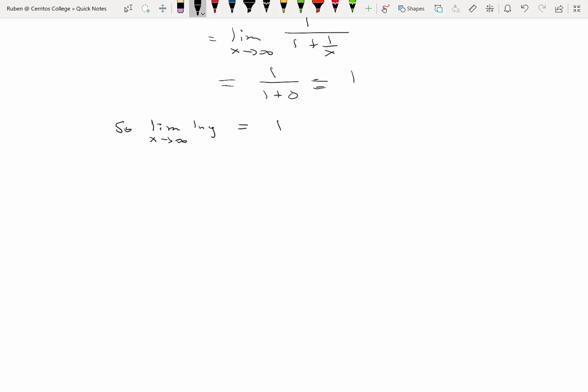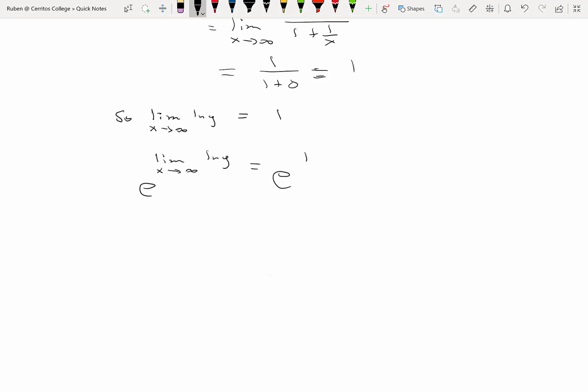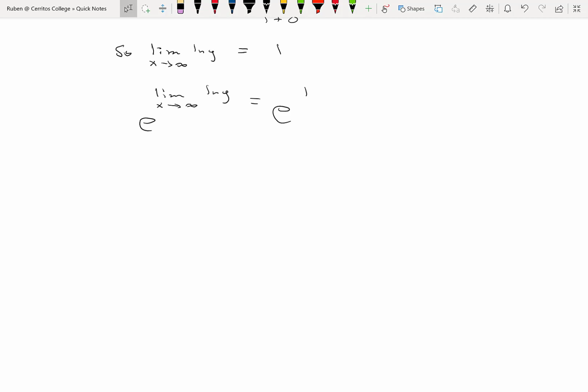So let's find the limit of y. Take e to both sides. Exponentiate. Factor out the limit process on the left. E and ln cancel, so we have the limit as x approaches infinity of y equals e.